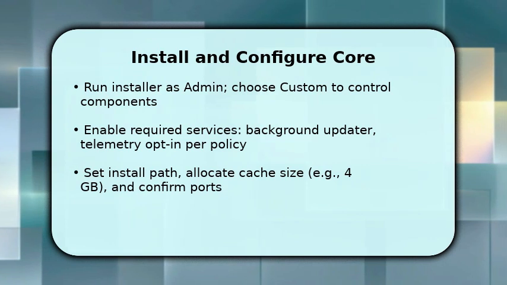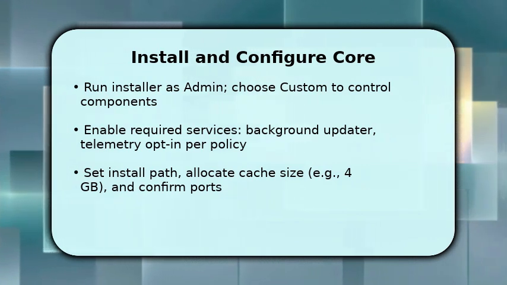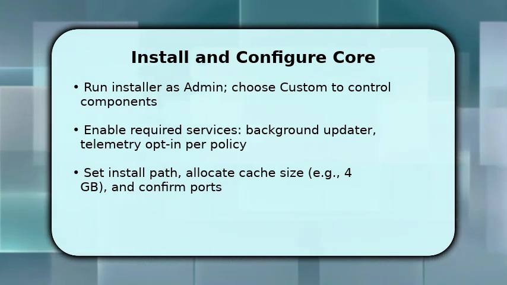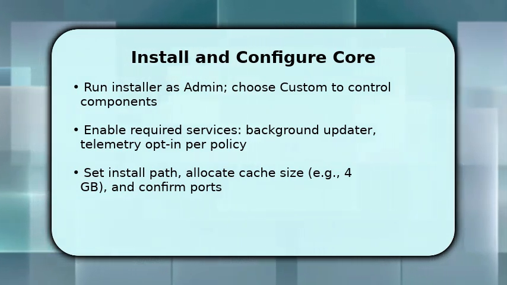For typical use, pick around 4 GB. Make sure network ports are open if Matterspark needs external access. These choices optimize performance and ensure the app integrates cleanly.